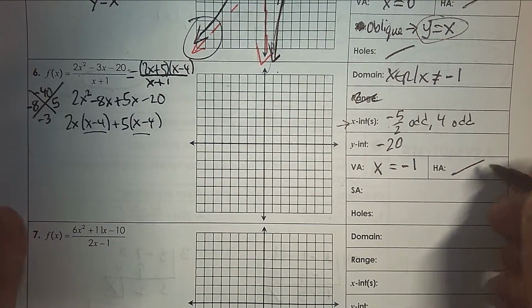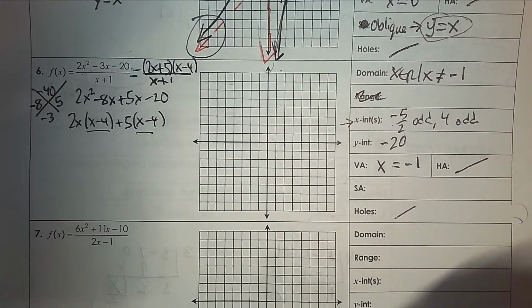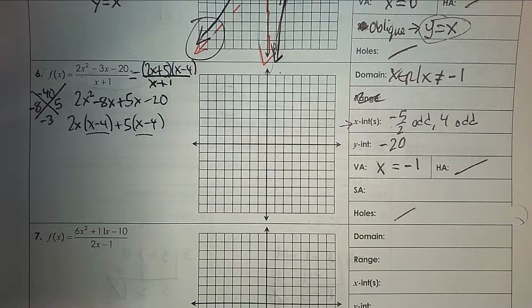Why, Thomas, is there no horizontal asymptote? I'll help you. There's no horizontal asymptote because the numerator is more powerful. Thomas, why are there no holes? Oh, because there's no matching. Nothing matching, nothing removable, right?